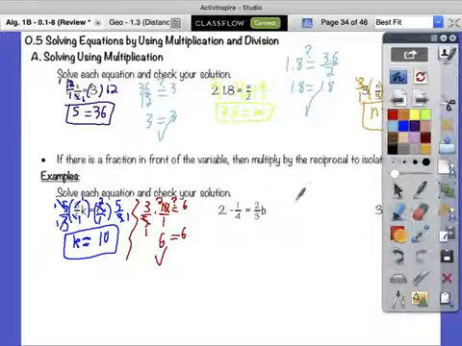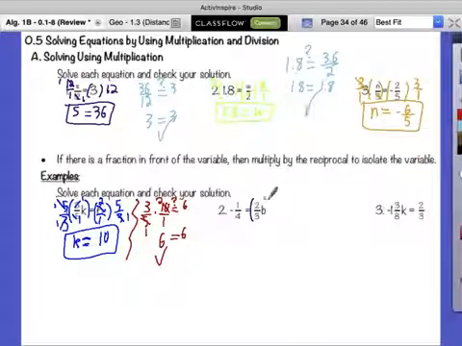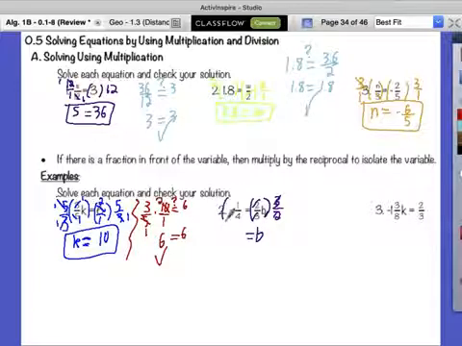Let's talk about this one up here. So we're going to multiply by what on this side? Not 2/3, but 3/2, the reciprocal. Because when the reciprocal multiplies, the 2 is going to simplify, the 3 is going to simplify, and we're just going to be left with b, which is exactly what we want. We're going to multiply this one by 3/2, the same thing.